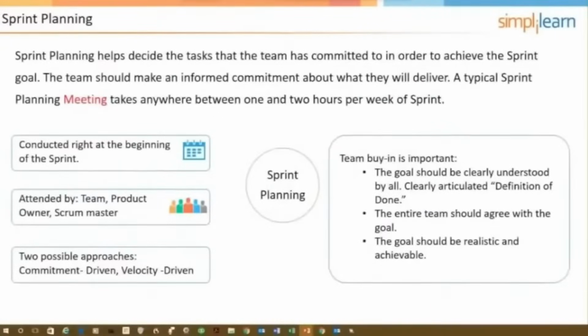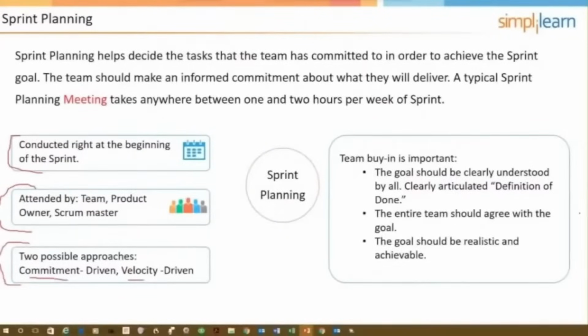And let's move ahead. Okay, the sprint planning meeting. This is looking right down here. This is conducted at the beginning of a new sprint. It's attended by the team, the product owner, and the Scrum Master. And there are two approaches to deciding what's going to be included in the sprint. It can be based on commitment, and it can also be based on velocity.